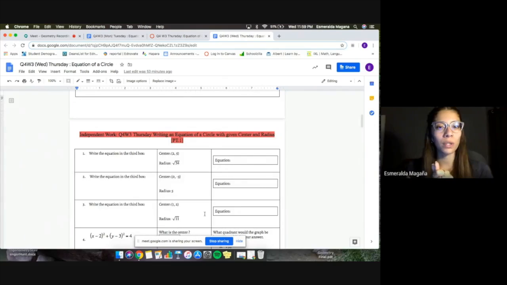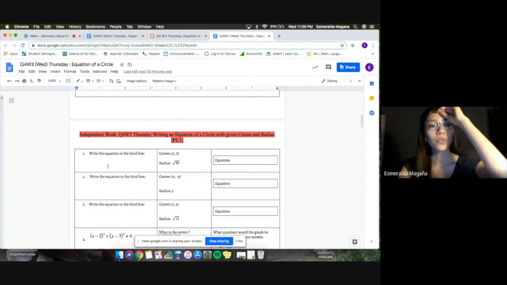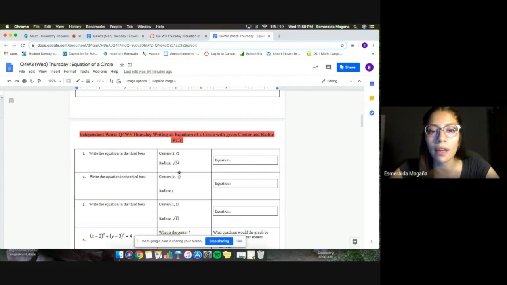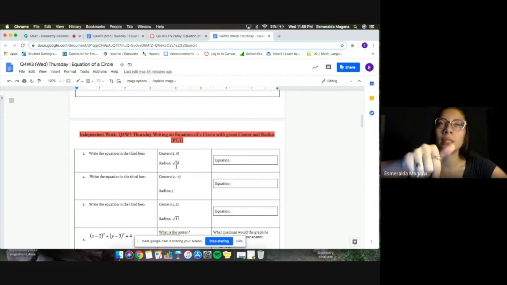I'm going to do the first one with you just so you can see how to do it on this Google Doc. So the first one is asking us to write the equation of a circle on the third box. So we know that our center is (2, 5) and our radius is square root of 34. So for a center, guys, we're always going to do the opposite sign.